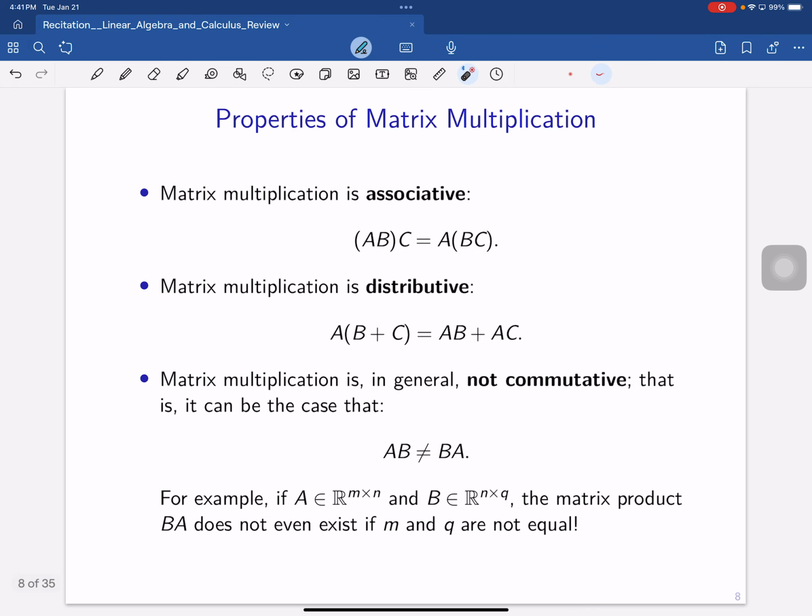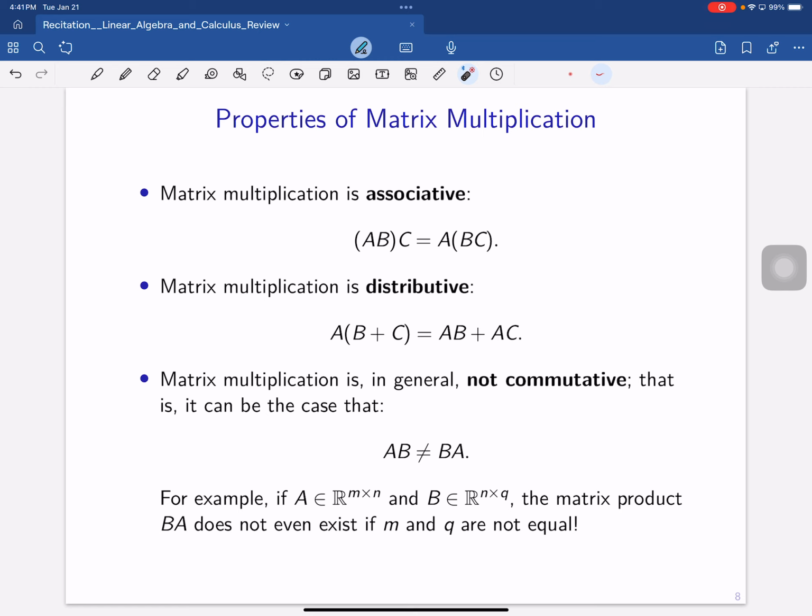Then, what are the properties of matrix multiplication? You can easily verify them. First of all, matrix multiplication is associative. You could first calculate A times B, or you could first calculate B times C and then use that to multiply A. And it's also distributive. It's very straightforward to show that.